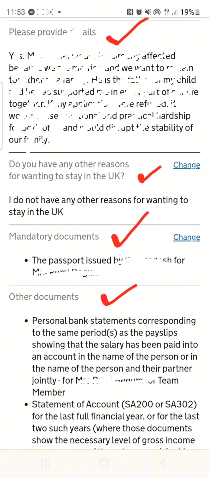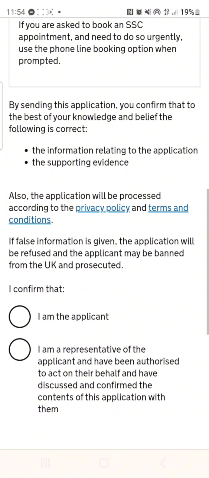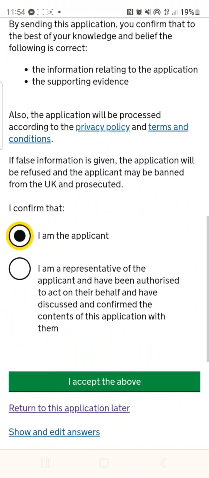Mandatory document, the passport. As I mentioned before, for this application we have passports. And declaration. After you fill in the application form, you have to confirm you are the applicant and that you provide the necessary documents.